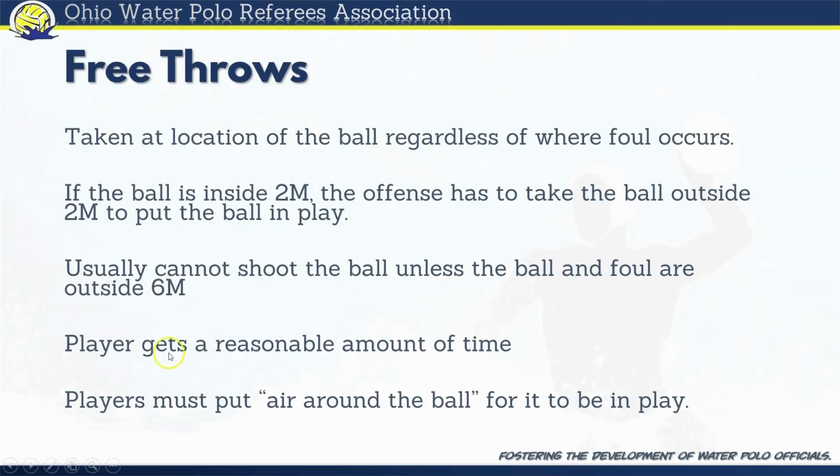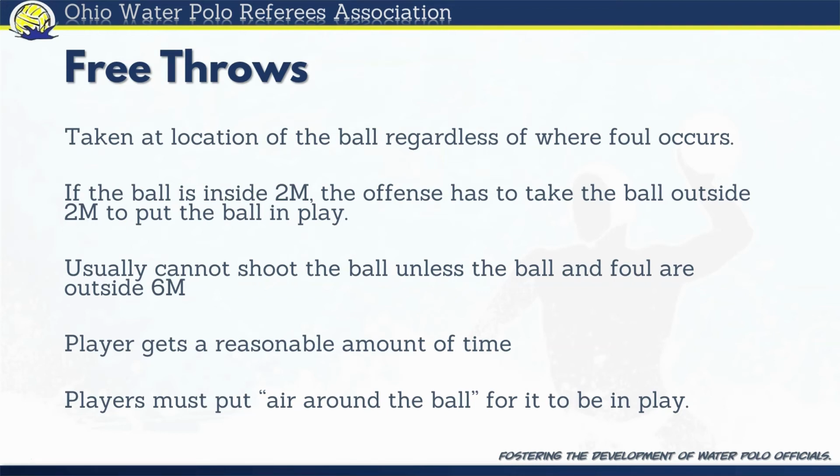Free throws. So free throws are taken at the location of the ball regardless of where the foul occurs. That's new this year under the 2022 NFHS rules and NCAA and USA Water Polo. Now everybody's in alignment. Wherever the ball is, it's put in play there. If it's inside 2 meters, the offense has to pull the ball outside 2 meters. Usually, players cannot shoot the ball directly at the goal unless the ball and the foul are outside 6 meters. They can on a corner throw now, but I don't want to get too far into that on the basics.